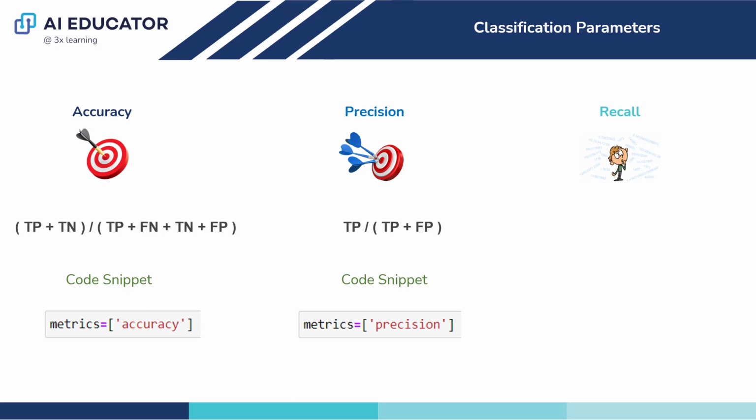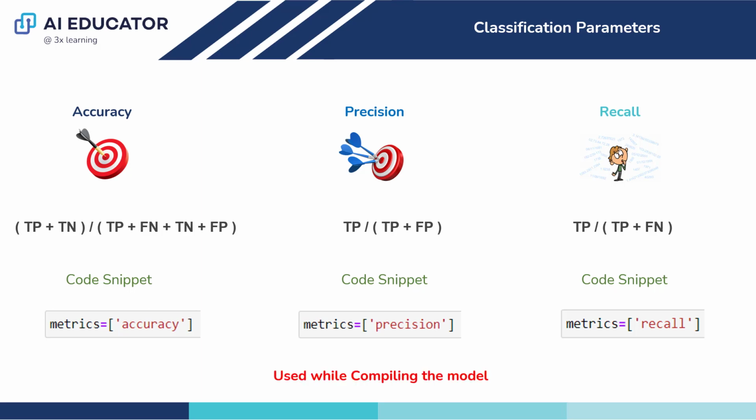Now let us look into the recall. Recall can be defined as the ability of the model to predict positive out of all actual positives. In other words, how well the model is able to recall the actual positives as positives. That is the true positives divided by true positives plus false negatives. In order to assign the recall as your evaluation parameter, all you need to write is metrics equals to inside a square bracket recall. These evaluation parameters are used while compiling the model.